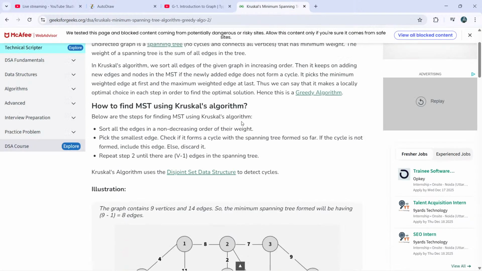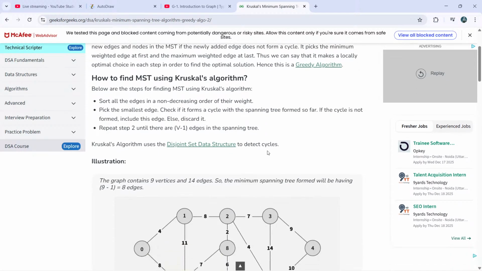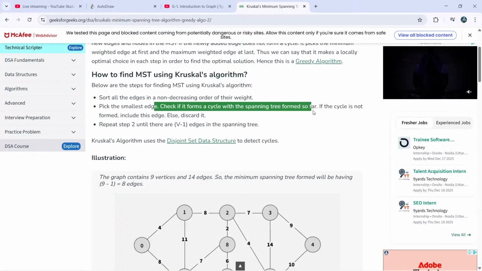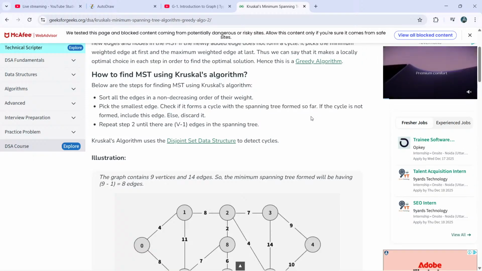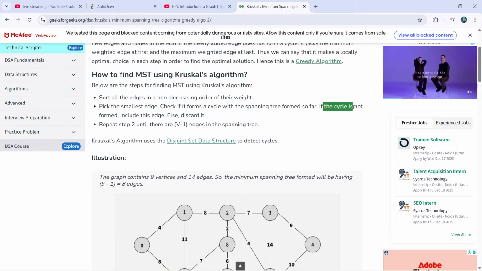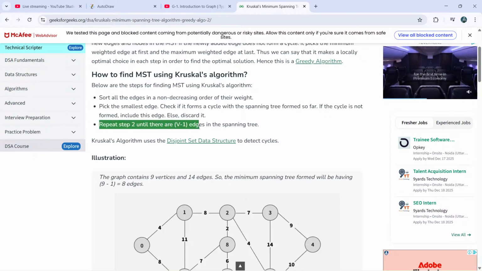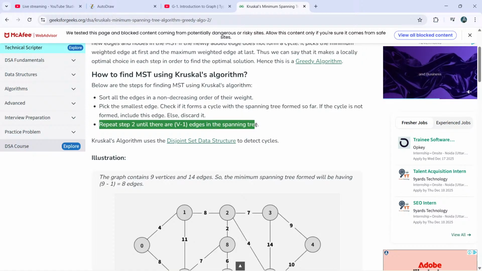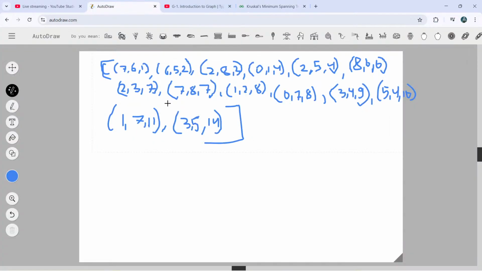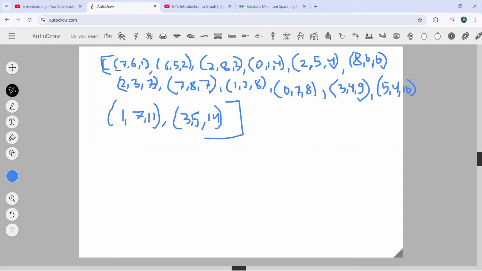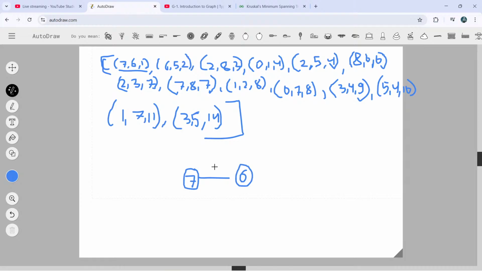So what is the next step? Pick the smallest edge. Check if it forms a cycle with the spanning tree formed so far. If the cycle is not formed, include this edge, else discard it. Repeat the same step until V minus 1 edges are in the spanning tree. Currently there is no spanning tree, so pick the smallest edge. We can pick 7, 6, 1. Pick 7, connect it to 6, and mark the weight as 1.